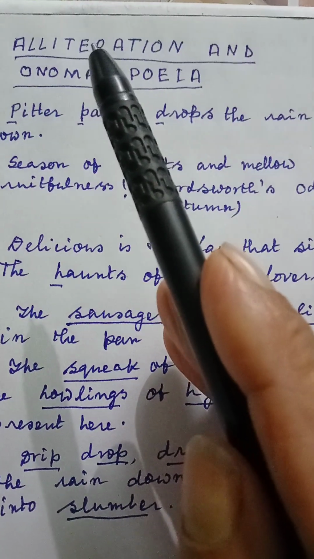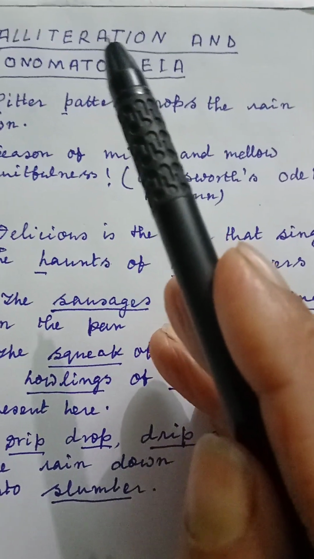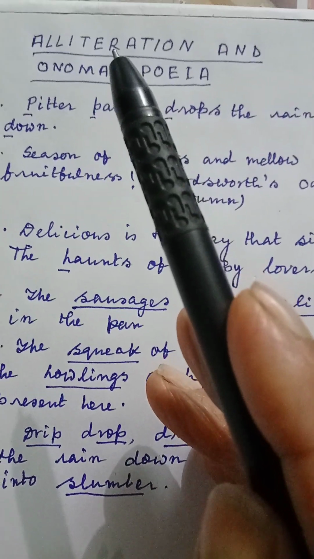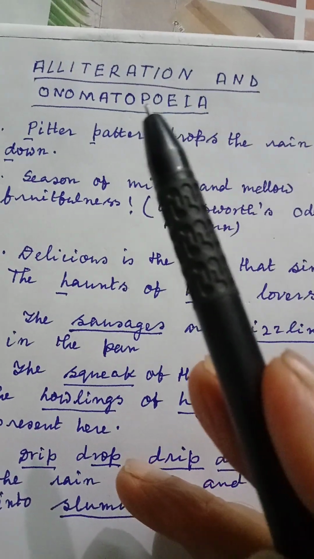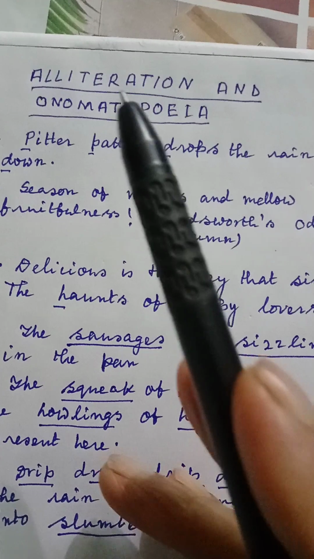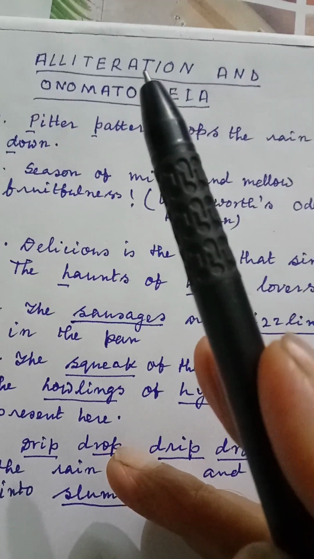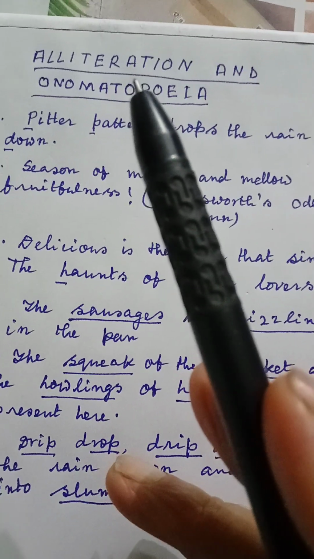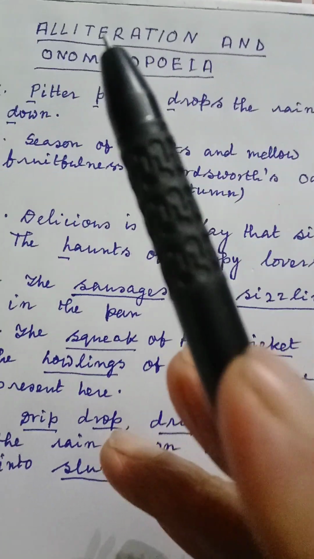And tonight I am going to discuss with you two important topics. Those are alliteration and onomatopoeia. P-O-E-I-A, pia, that is a diphthong. These two are figures of speech that are used as the ornaments of the English language.